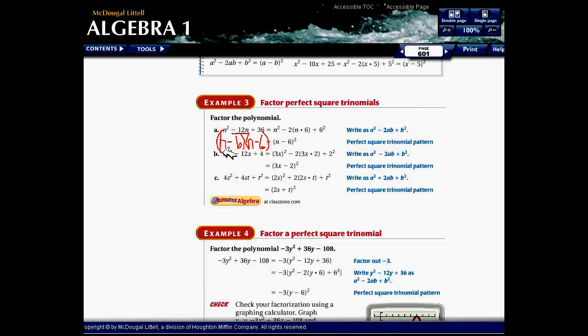It's supposed to be parentheses. So instead of writing n minus 6 times n minus 6, it looks much more algebraic just to say it's n minus 6 squared. Okay? Same thing works with this one.